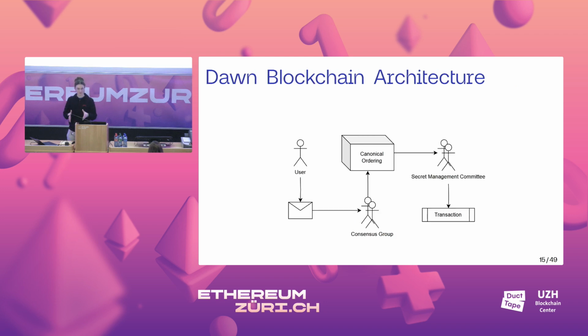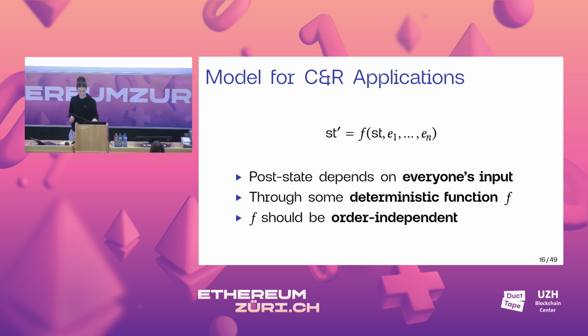Now, in a Dawn blockchain, which is our proposal, instead we will have users produce an encrypted representation of their transactions and give that to the consensus group, and the consensus group will order that. Then, once they've produced the canonical ordering and they can't change their mind, another group called the Secret Management Committee, which is usually a threshold network, will decrypt the transactions and allow everyone to execute them and recover the state of the blockchain. Now, what applications are we helping with this?